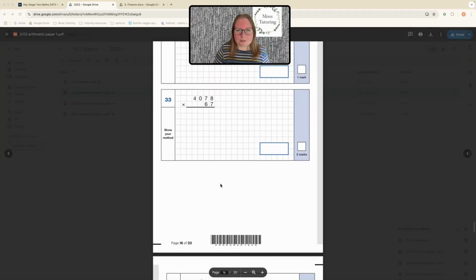Okay, we're not far off from the end now. So pause the question here to have a go at question number 33. Okay, so how'd you get on? So it's a 2-mark question. Need to show our method. So we're going to do 8 times 7. That's 15. No, it's not. It's 56. See?